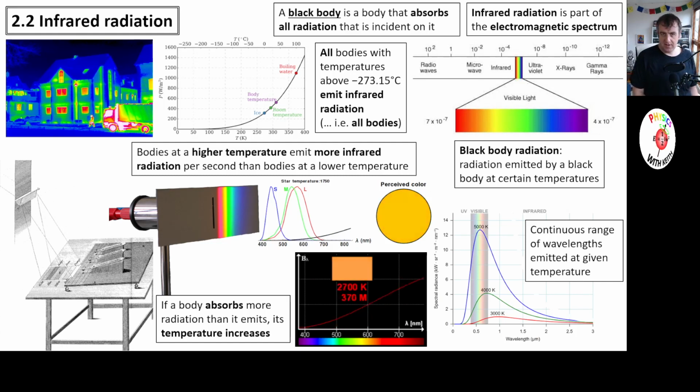This would be radiative heating. This is radiation as a mechanism for transferring energy from the thermal energy store of one body to the thermal energy store of another. Now, when we talk about infrared radiation, we're talking about part of the electromagnetic spectrum. So this diagram on the top right shows the electromagnetic spectrum ordered from left to right in terms of frequency, with radio waves being the lowest frequency and gamma rays being the highest frequency. And right in the middle here, we've got visible light. This is the part of the electromagnetic spectrum that we can see.